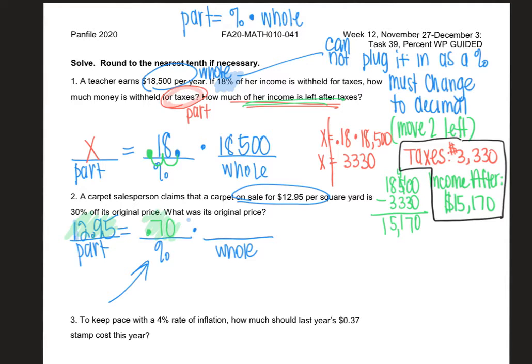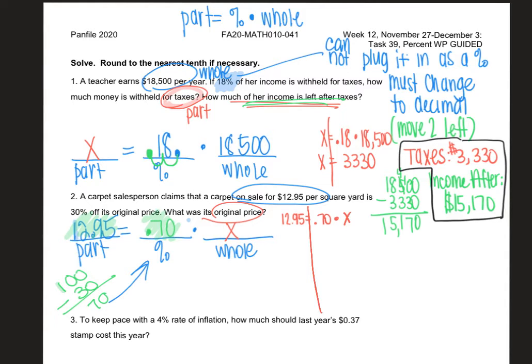Now, if you're asking how I got that, well, total, it's 100%. So if we are getting 30% off, that means we're paying for 70%. And then our whole amount, which we don't know, because that's what we're looking for. We want the original price. So now I'm just going to rewrite this without all the words. And I get this, $12.95 equals 0.70 times X.